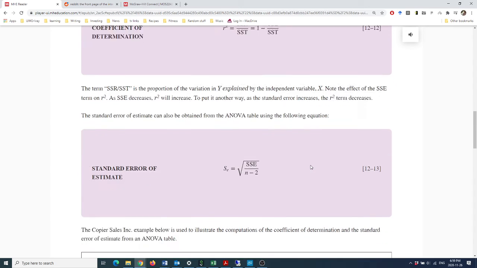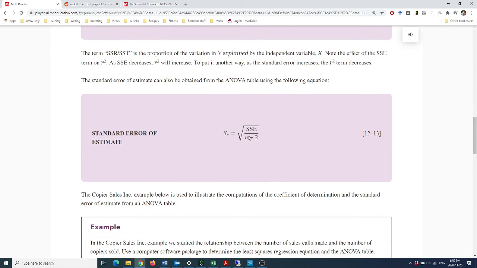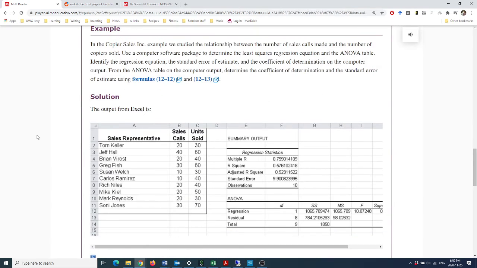Okay, and the standard error of estimate can also be found out by the square root of the sum of square of errors divided by n minus 2.